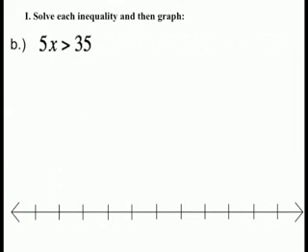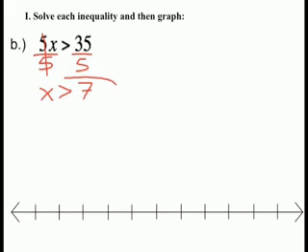Now we have to solve 5x is greater than 35. 5x is 5 times x, so to undo multiplication, we divide both sides by 5. On the left side, the 5's cancel out. We're left with x is greater than 7.